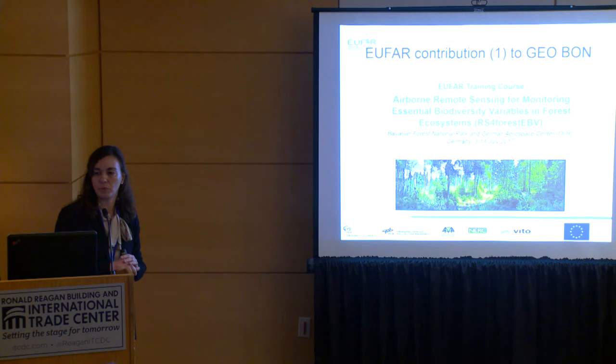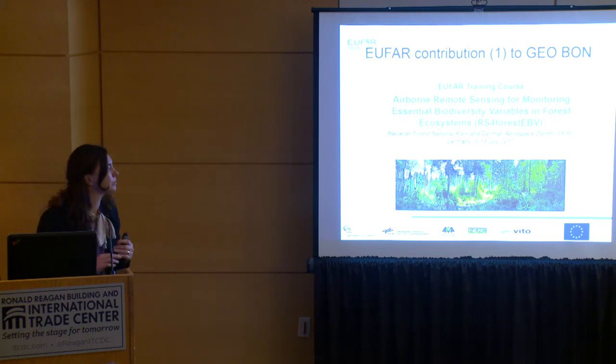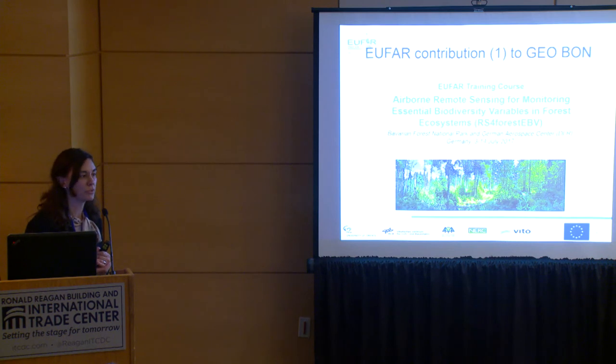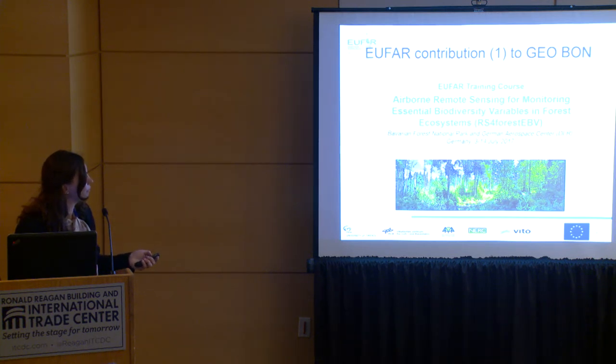Now I come to what we have been organizing in the last few years and how this contributes to GEO. So this is the first case. We organized a training course on airborne remote sensing for monitoring essential biodiversity variables in forest ecosystems. That was a training course with the principal investigator, Professor Andrew Skidmore from Twente University, who is very active also in GEOBON. It was a two-week training course, one week at the Bavarian Forest National Park, and one week at the DLR, German Aerospace Center.